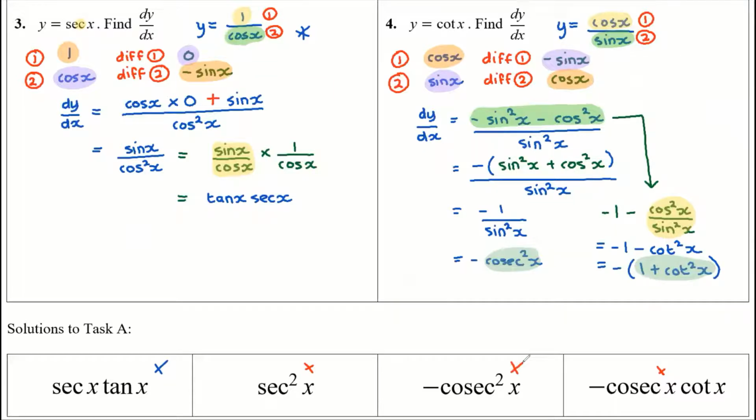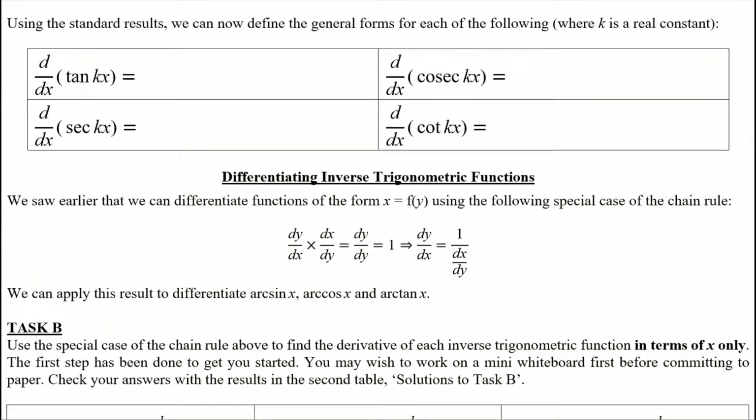Okay, so let's see what's next. So we can now apply what we've discovered in task A through our derivations to write down some new standard results for tan and, of course, the reciprocal trig functions. So we know that the derivative of tan is, of course, sec squared. I'm just going to leave it like that for now. I'm going to do cot next, because cot and tan are linked together, and they're the derivatives that only contain a squared trig function.